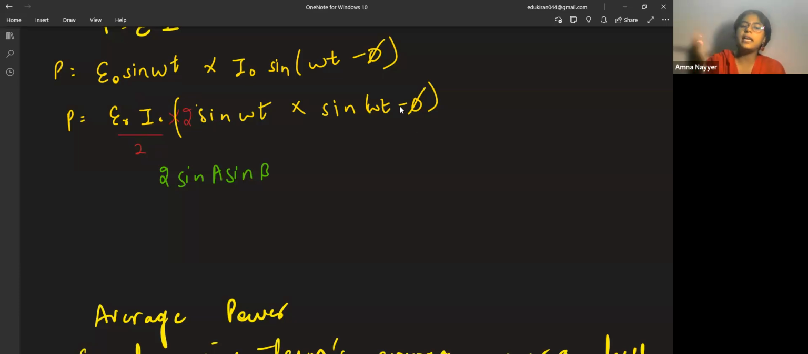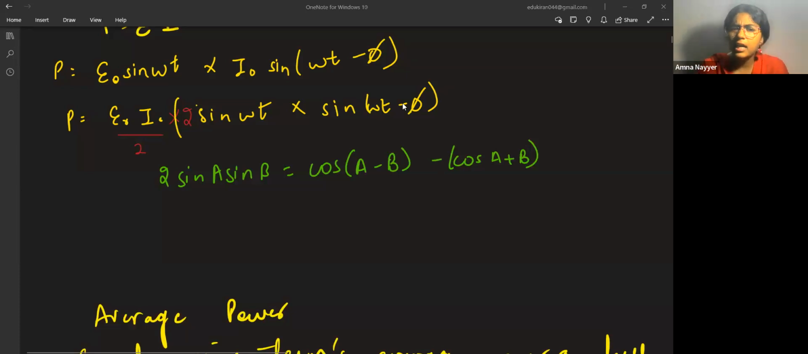This is cos A minus B minus cos A plus B. Not sine 2B, no. It's cos A minus B minus cos A plus B. I'll write it down: cos A minus B minus cos A plus B. Okay, remember this identity for this lesson. This identity is not helpful for other lessons as such, but for this lesson specifically and for this derivation, you have to remember it.